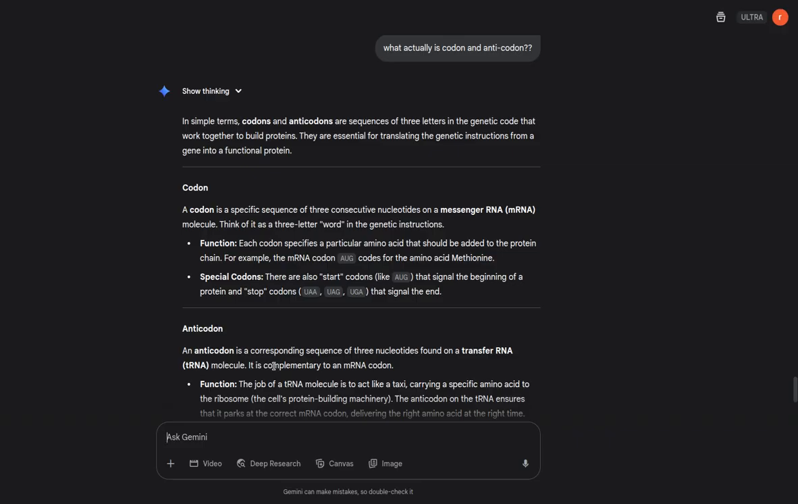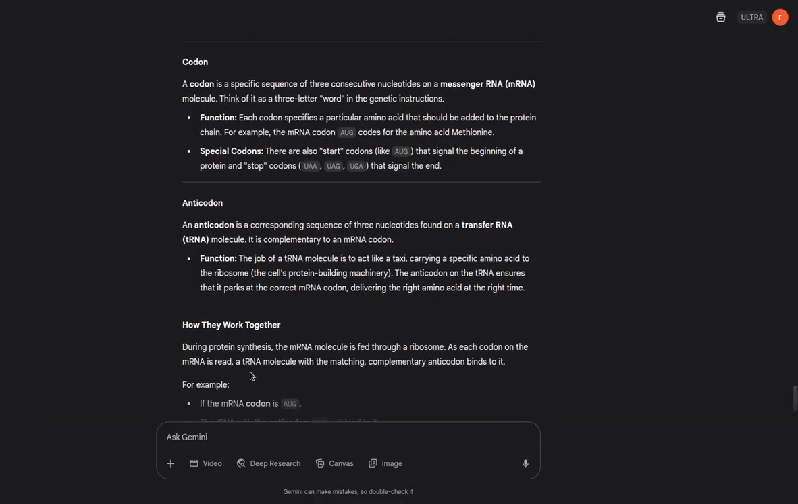Special codons are the start codon and the stop codons, like AUG, UAA. Okay, what are anticodons? An anticodon is a corresponding sequence of nucleotides found on the transfer RNA molecule. It is complementary to the mRNA codon. Okay, I think I understood.